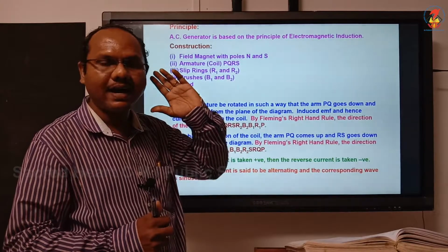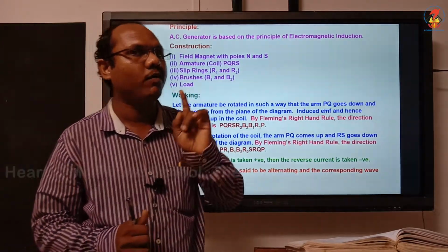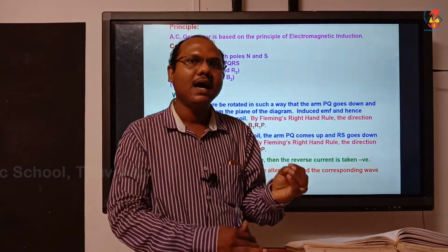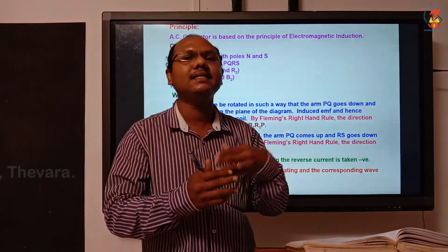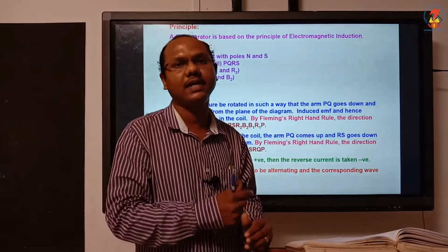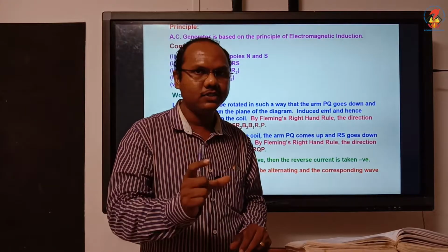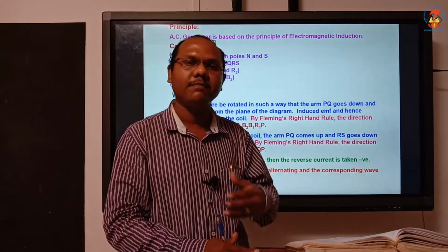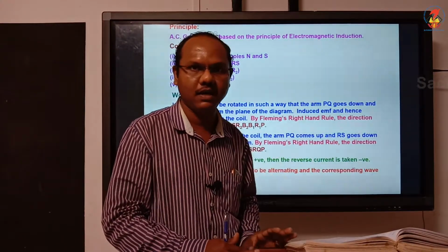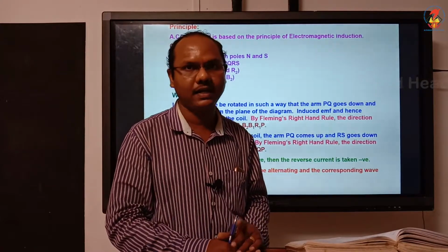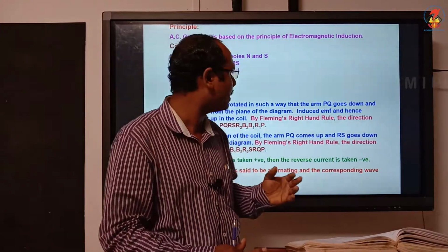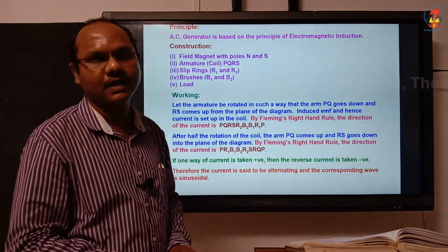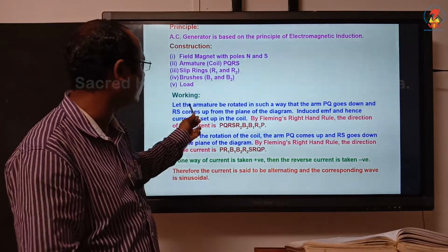I already told you the current formed will be alternating current. So I want to say what alternating current is. It is the current which changes its direction periodically, and the magnitude of the current will change continuously. Such current is called alternating current. I have to explain how the direction of the current changes, so for that, let us see the working.